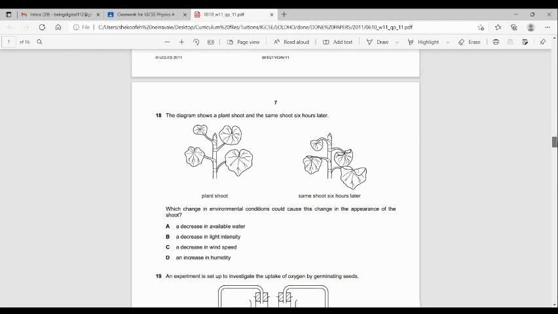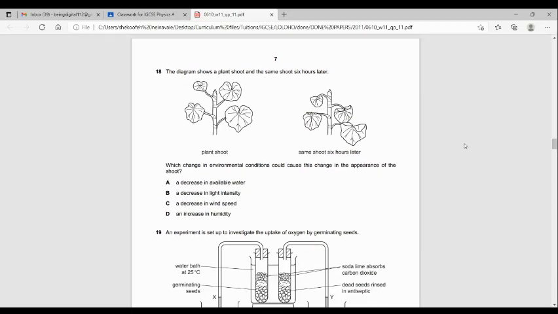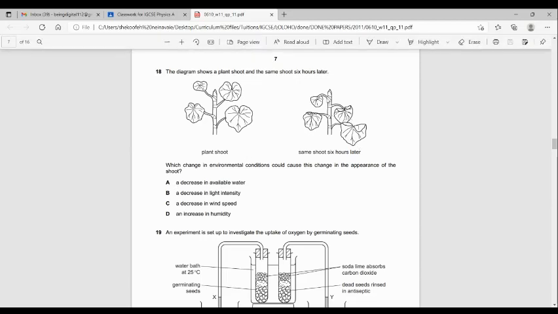We move on. Question number 18. The diagram shows a plant shoot and the stem, and the same shoot 6 hours later. Which change in environmental conditions could cause this change in the appearance of the shoot? You can see that the plant is wilted. The leaves are not firm, standing on the stem, and they are drooping. So I should know that the plant has lost water. This is my prediction: a decrease in available water.